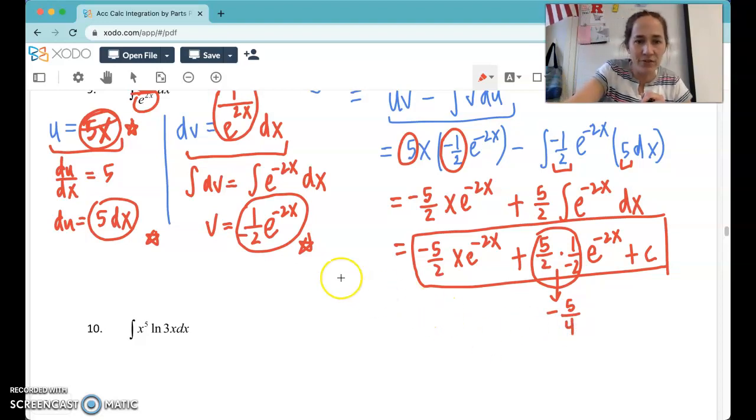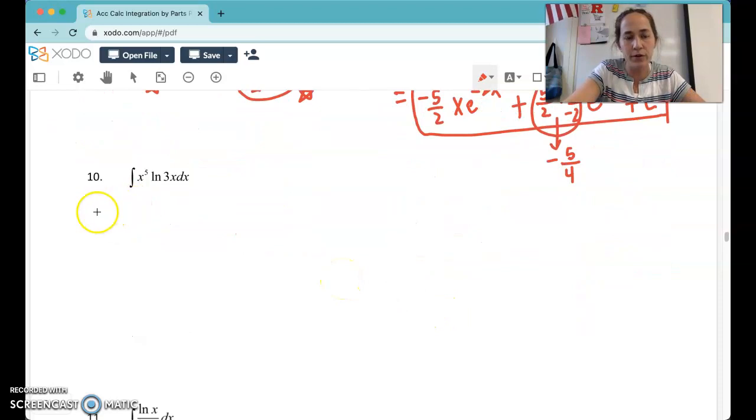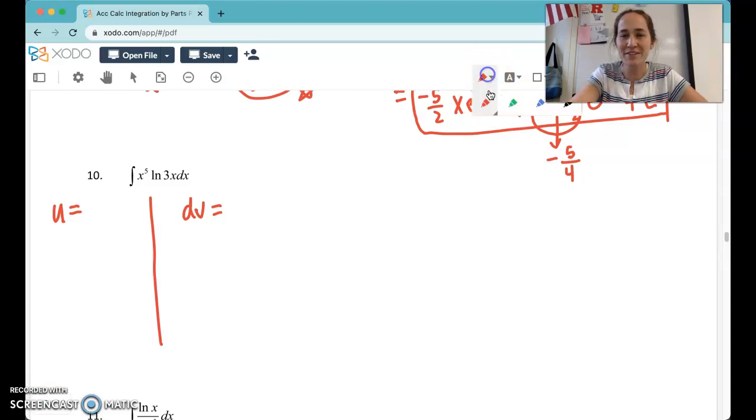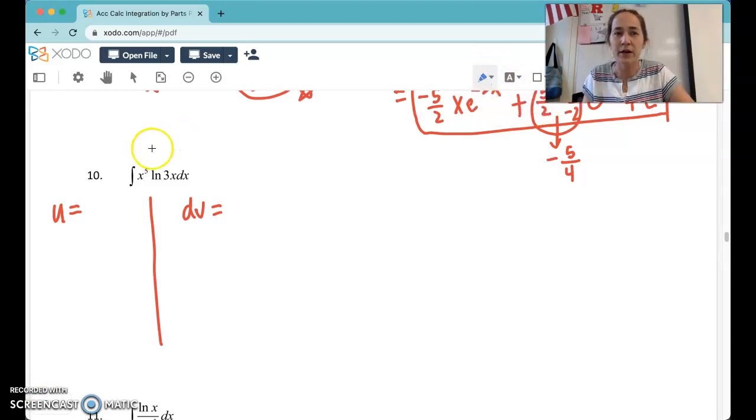Okay, 10 looks interesting too. Let's try this one. So 10, let's at least get through this setup here. We want to choose something for u and something for dv, but it may be surprising. And I say surprising because in general, we're usually picking the more complicated part to be dv, which I would think would be that ln. Seems much more complicated than x to the 5th.